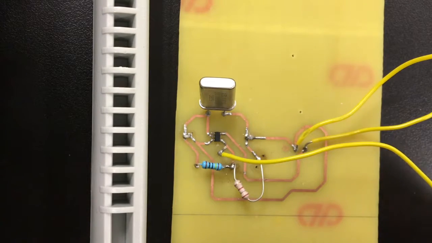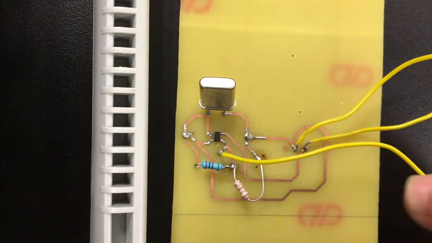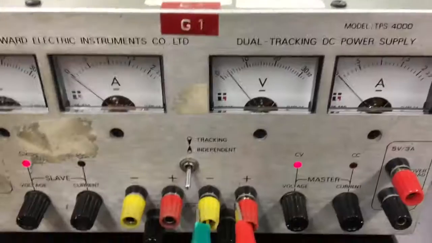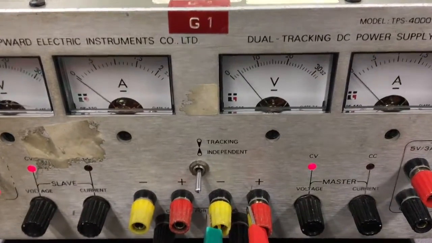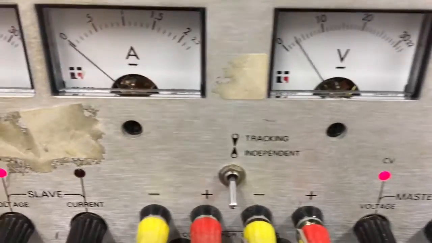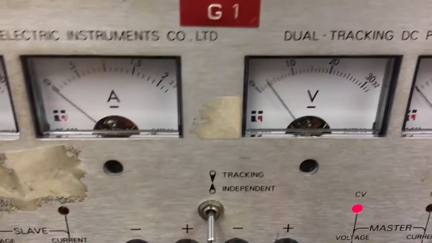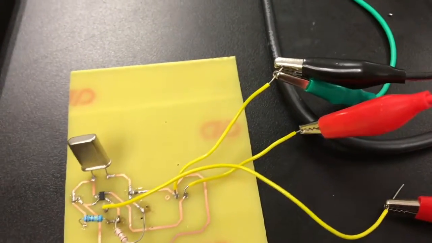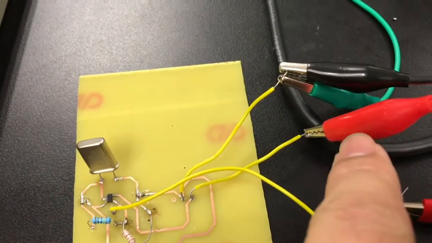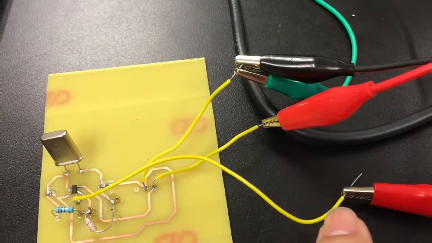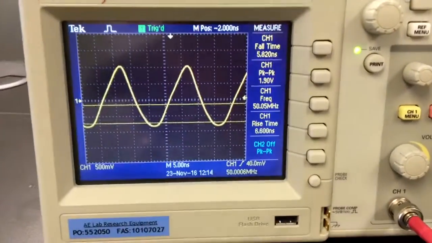So now let's plug the output into the oscilloscope to look at the result. First we look at the power supply. The power supply is approximately 3.2 volts. And now looking at the circuit, we provide this power supply, and this is connected to the oscilloscope. So now we look at the oscilloscope.